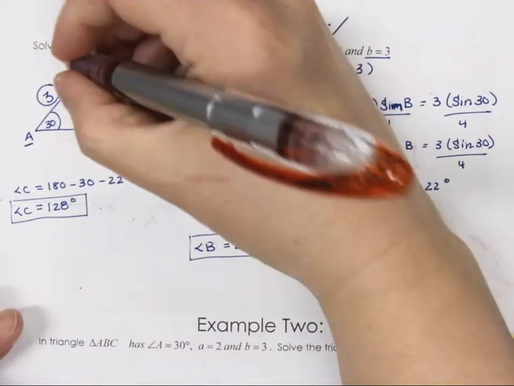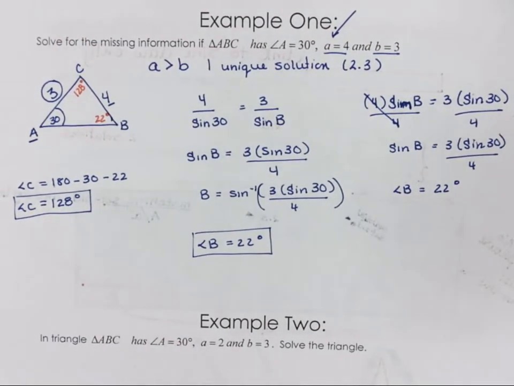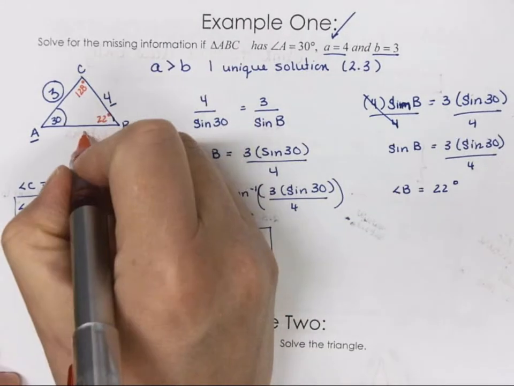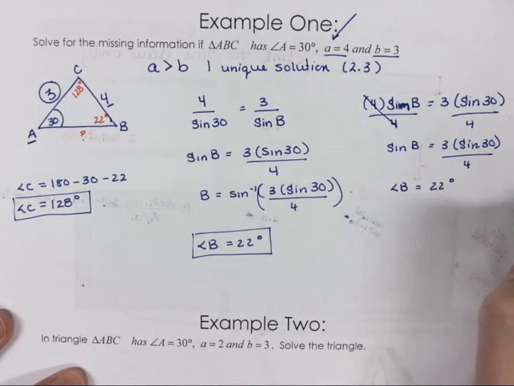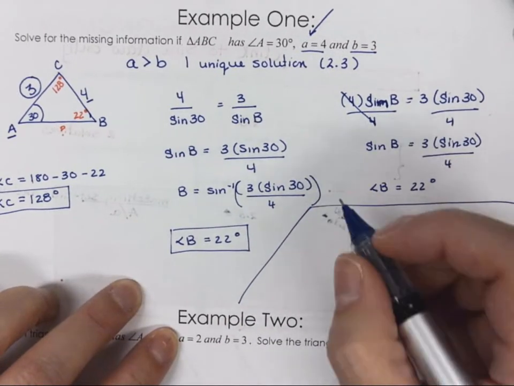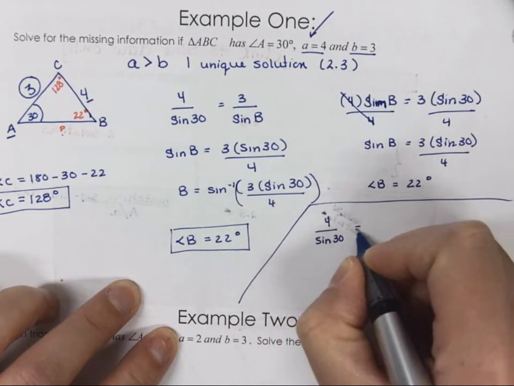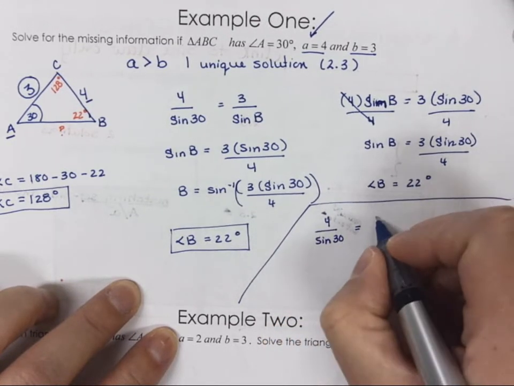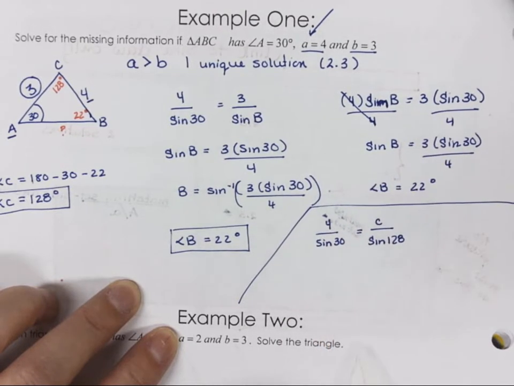Side C. So I need this side there. Now that I know angle C, it's pretty easy to solve for. So I'm going to do a new one, and box that off so you guys can see it. I'm still using my matching set of 4 and sine 30, and I'm going to use side C, which I don't know, over sine of 128. Again, I'm just going to cross multiply. So I'm going to have 4 times sine of 128. I'll write this step in for you, Danica, so you don't yell at me.